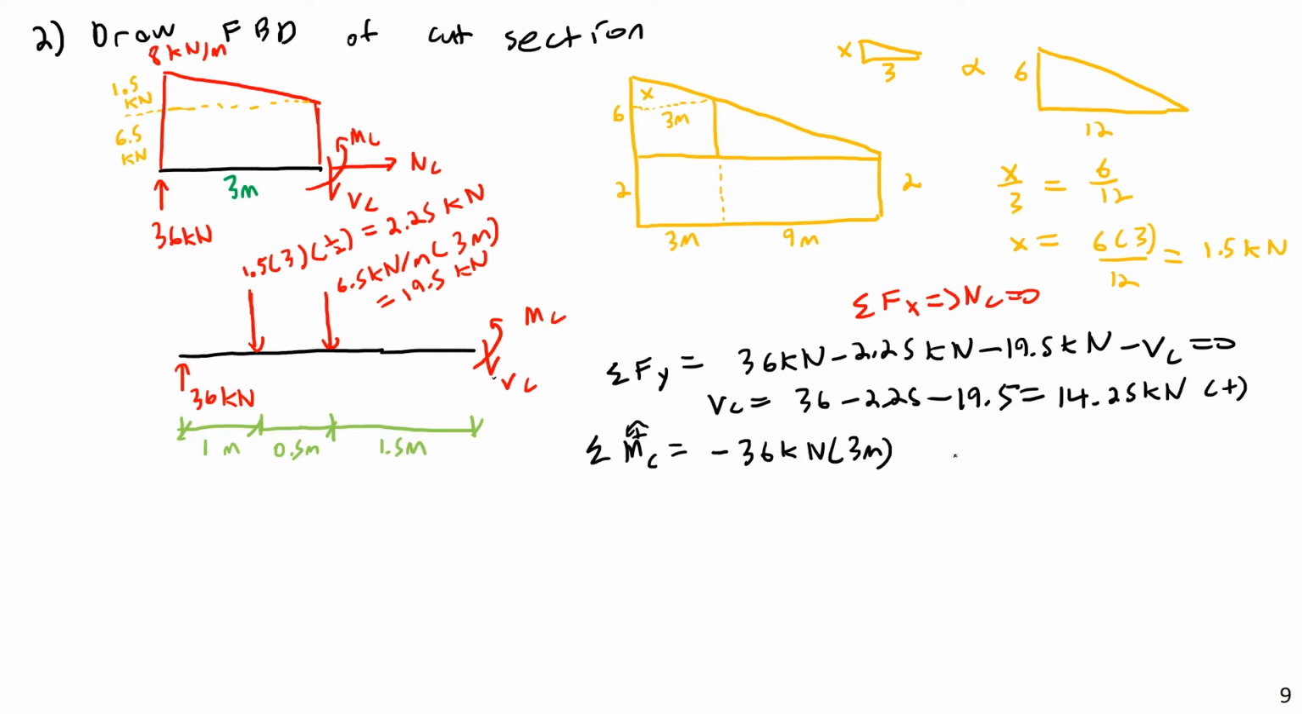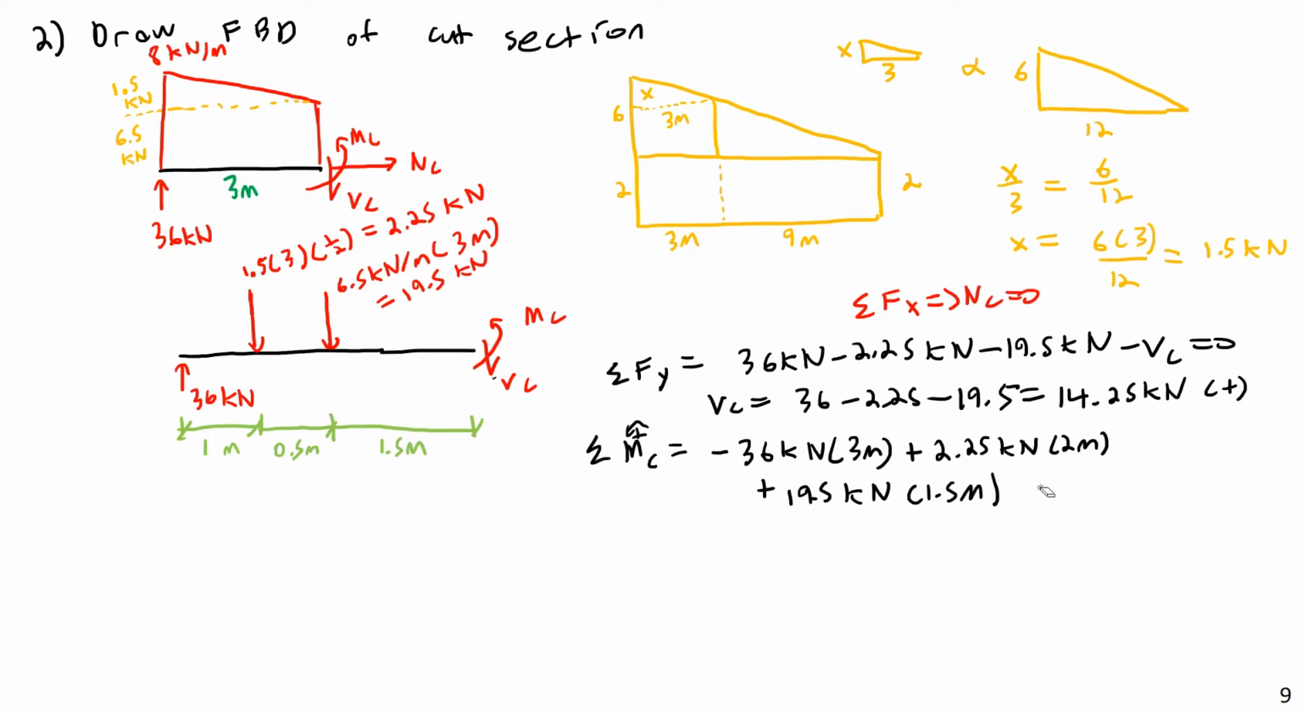Then these two are going to be positive. The two equivalent point loads will generate positive moment about point C. So plus 2.25 kilonewtons times a moment arm length of 2 meters. Then, again, 0.5 plus 1.5 produces 2 meters. Then plus the 19.5 kilonewtons times a moment arm length of 1.5 meters. And this then comes to 0.